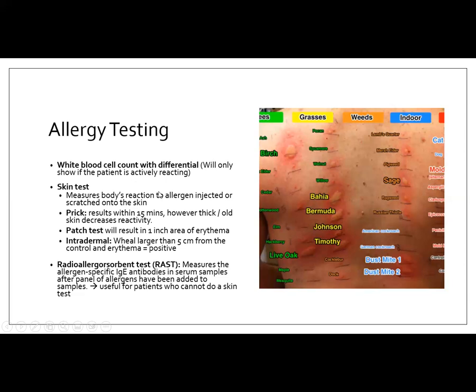The skin tests are the ones that most people do, and this measures the body's reaction to an allergen injected or scratched onto the skin. You've got different types. You've got the prick, the patch, and the intradermal. So with these, what you want to know is what is considered a positive test. So for the prick, it usually results within 15 minutes. However, thick and old skin can decrease reactivity. So that's the only thing with the prick.